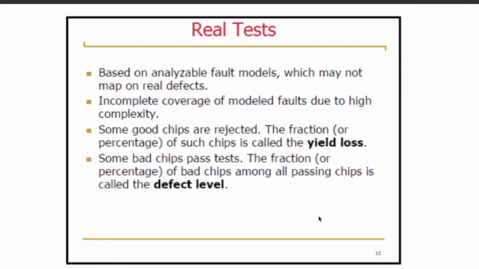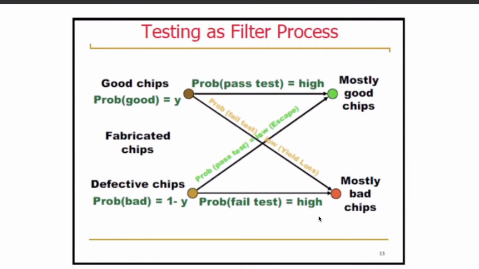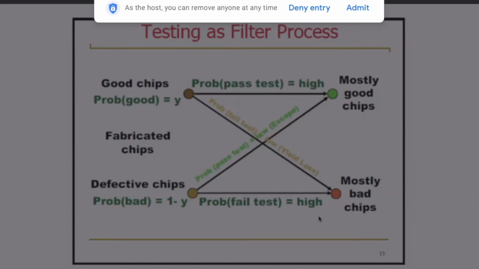Basically we define the objective, we define the constraint, and we solve the optimization problem, and we do the real test in minimum time while considering that the maximum fault coverage should be achieved. Okay, so we can see testing is a filter process. It is filtering how many chips are good and how many chips are bad. So this is a kind of binary filter. You can say the testing process is a binary filter that is classifying the given chips into good chips and bad chips.